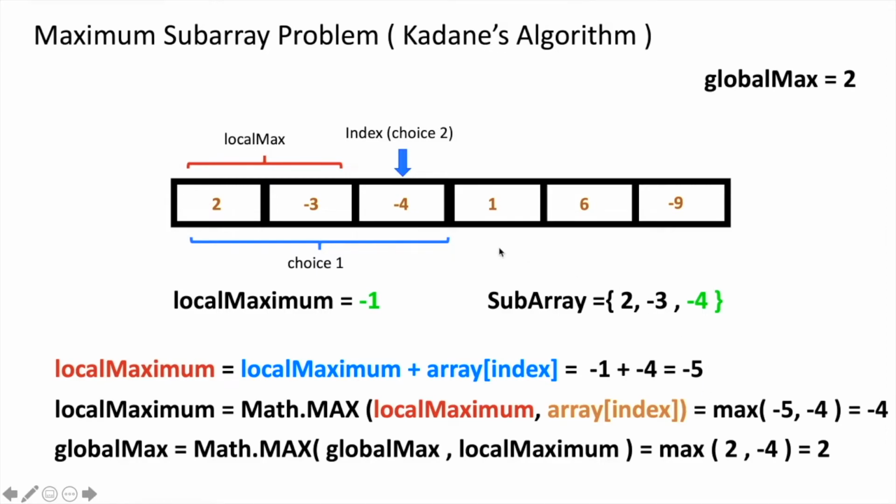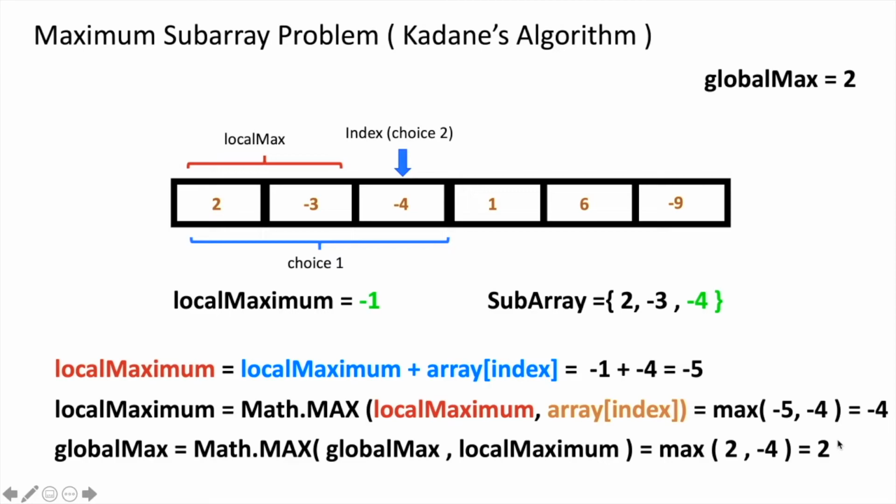Whereas if we take only this value, that is minus 4, as a new subarray, then obviously the summation value will be less. So over here, between choice number 1 and choice number 2, we will go with choice number 2, because the summation of choice number 2, that is the element itself, has a higher value than the summation value of its previous elements. So over here the local maximum becomes minus 4 and the global maximum becomes 2, since there is still no update on the global maximum value.